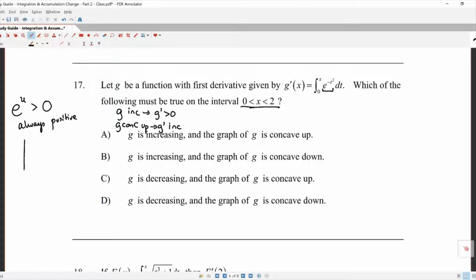So think about this for just a second. We have a function from 0 to 2. I have no idea what it looks like, and that's irrelevant in this case, because all I need to know is that it's always positive.